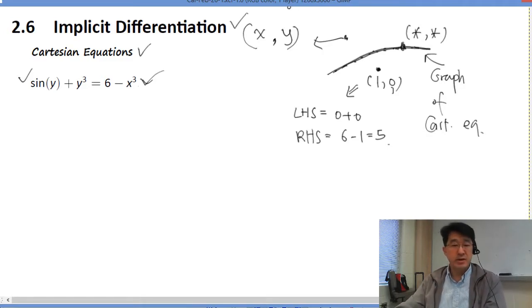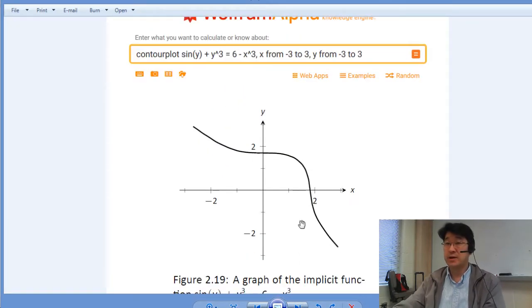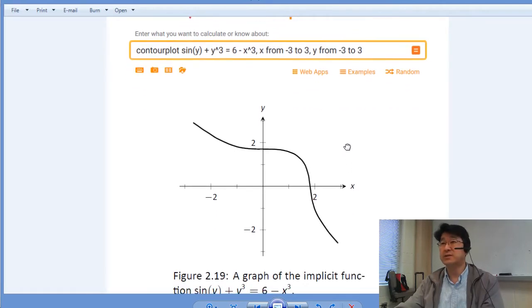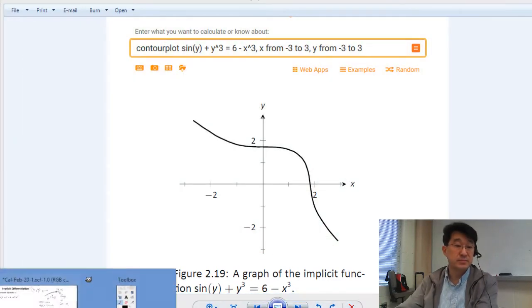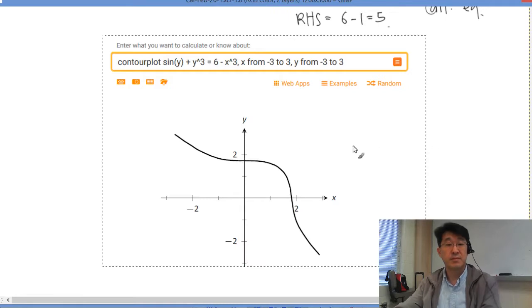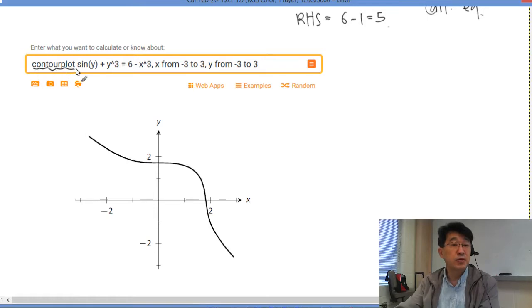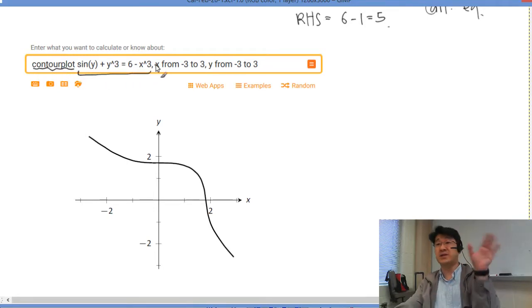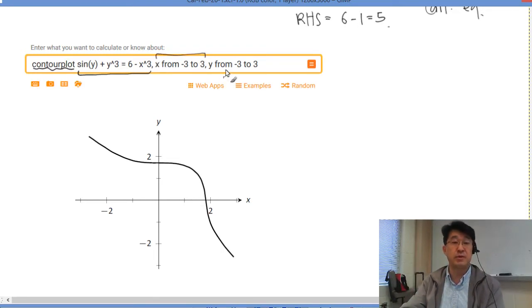Is there any way to sketch this one easily? You can use Wolfram Alpha. All right? Most calculators, I don't think, do this one. Well, here it is. It's really neat. The command is contour plot. Contour plot, and then you write down the equation. Hope you see that equation typed in, right? Sine of y plus y cubed equals 6 minus x cubed, right? And then let it know the window size you want. I want to look at x from -3 to 3, y from -3 to 3. This is your choice, right?